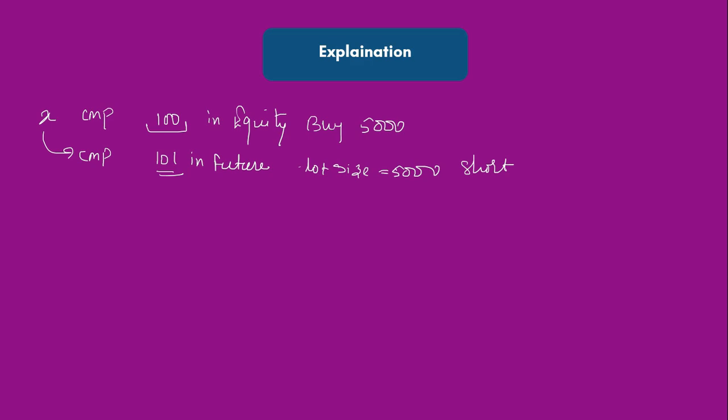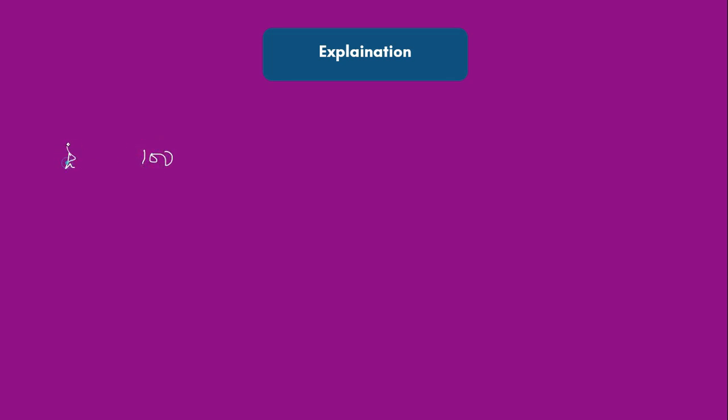Now on the day of expiry, this 1 rupee difference between equity and future will be my risk-free profit no matter in which direction the market goes. Let me explain how it works. Say here I write 100 rupees in equity, and here I write future 101, short future and buy equity. Since the quantity is the same, 5,000 and 5,000, I am not mentioning the quantity. Let us say on the day of expiry, the equity price has gone up to 110.